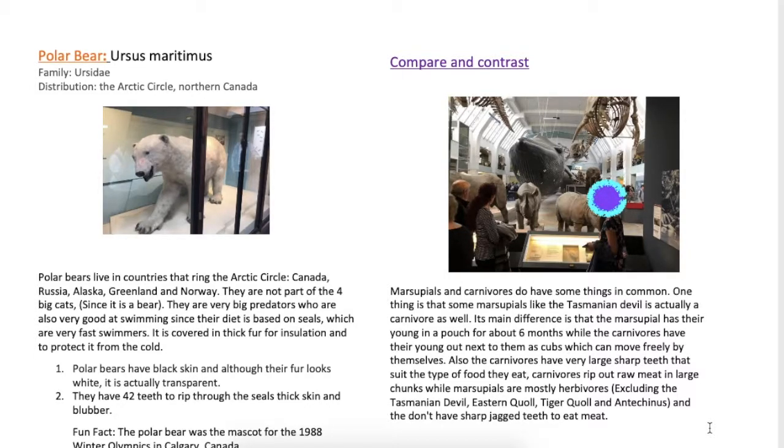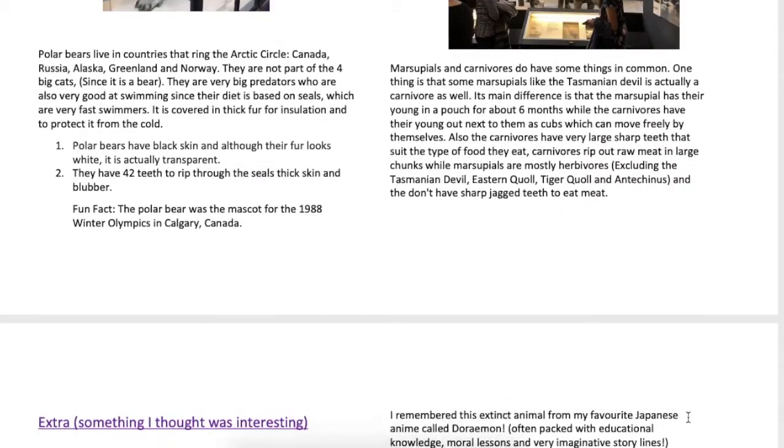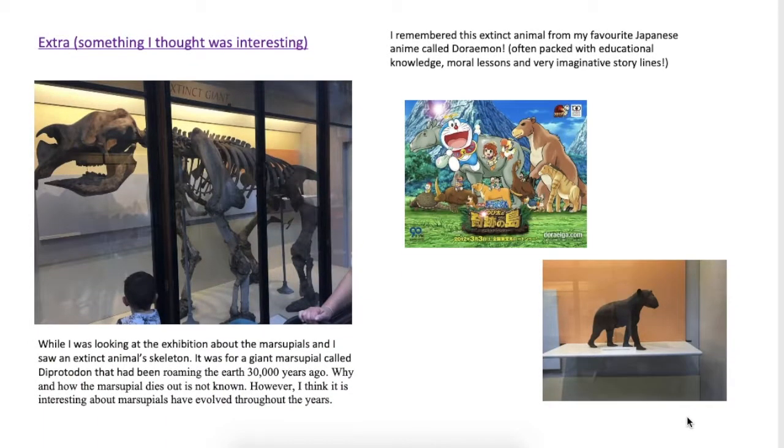They rip out their meat in large chunks while marsupials are mainly herbivores. Excluding the Tasmanian devil, eastern quoll, tiger quoll, and the Antechinus, which I'm not sure is correctly pronounced. And therefore marsupials don't commonly have any sharp jagged teeth to eat meat. I also added some extras since I thought that it would be more interesting for the teacher.